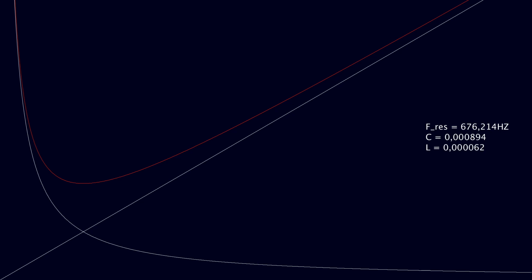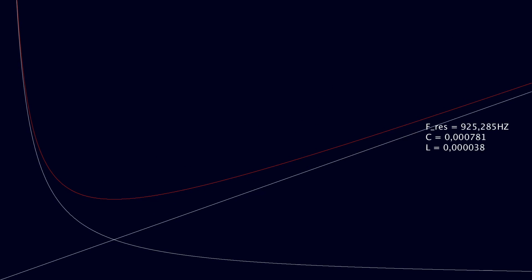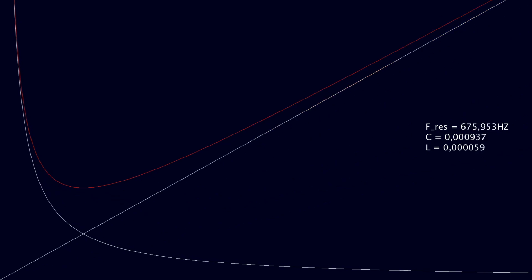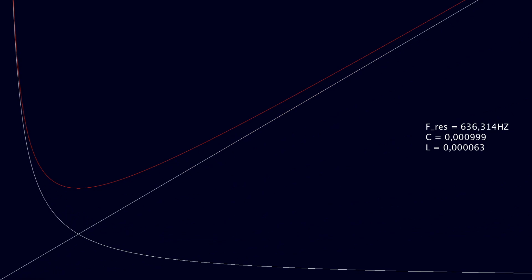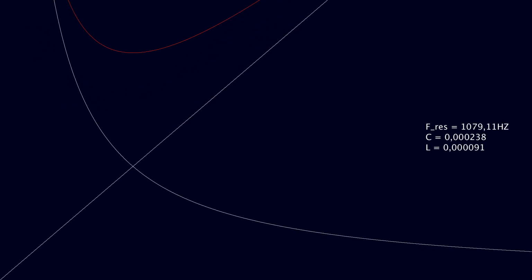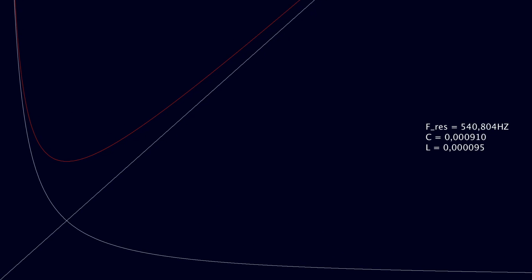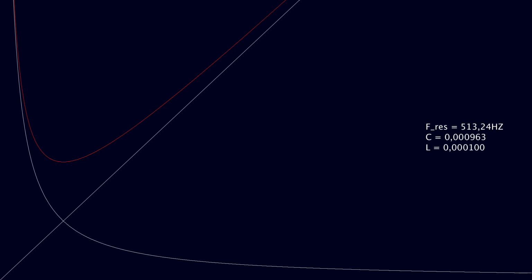Just to drive that point a little bit further, I've made a graph that shows the total impedance of the circuit with the red line, and the white lines are the impedance of the capacitor and the inductor. You can see here as I move this around that the red line makes a curve, but the steepness of that curve is changeable. That steepness has a name, and it's called the quality factor.